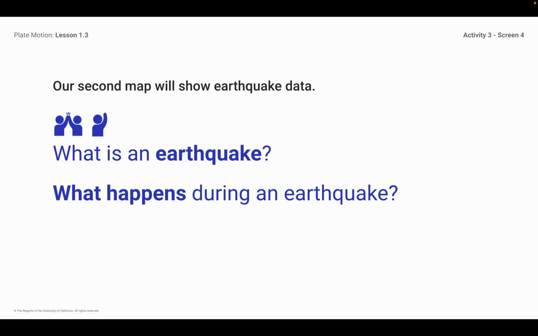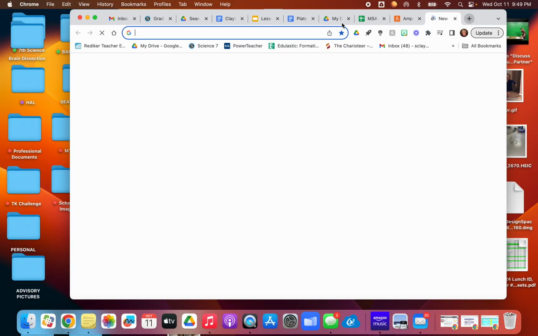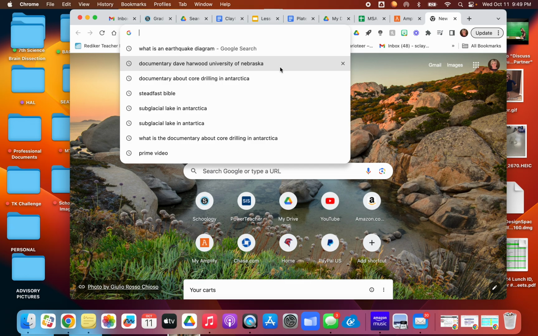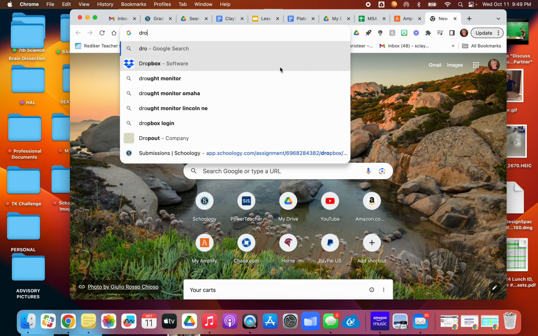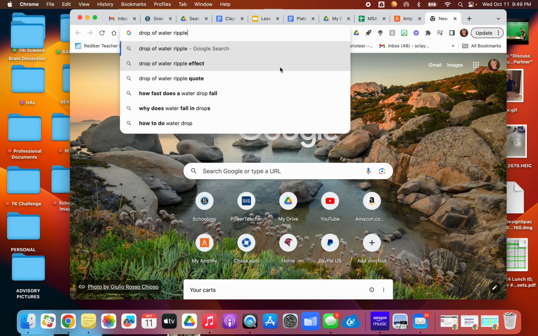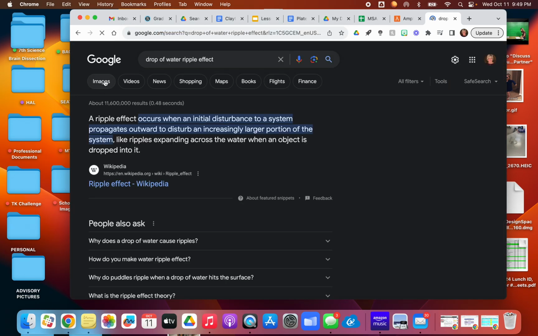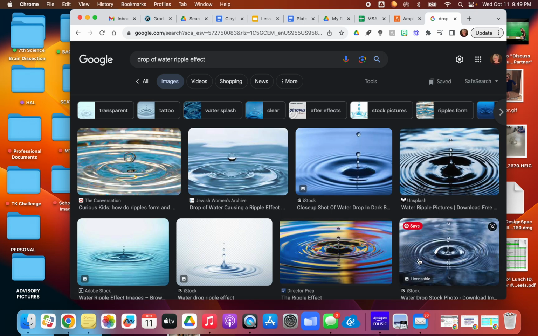We're going to do a little bit of investigating of earthquakes. But think about what happens during an earthquake. Quite literally, the ground shakes. I want you to consider a drop of water in like a bucket. You know when you drop water and then the ripple is like a round ring? So that same kind of thing happens. This was like a really quick thought that I had, so let me see if I can find a picture. I'm going to put drop of water ripple. Let's see if we can find a picture of one. Perfect. This is what I'm looking for.